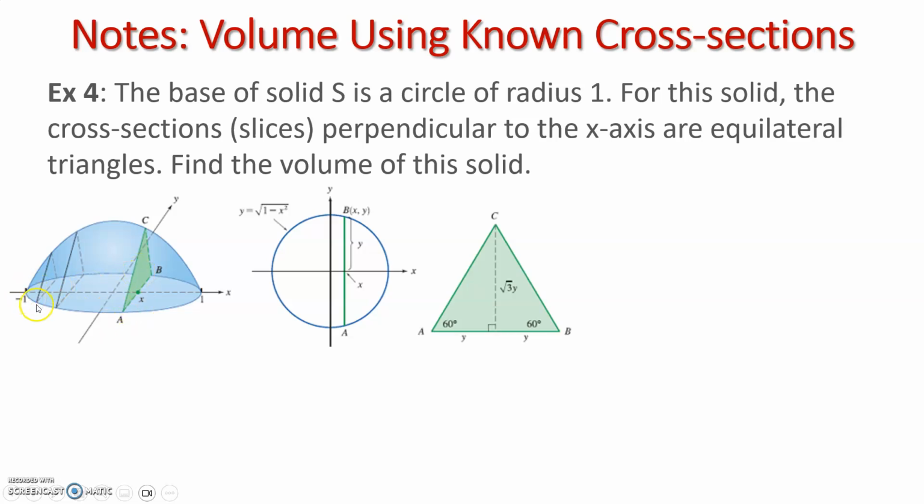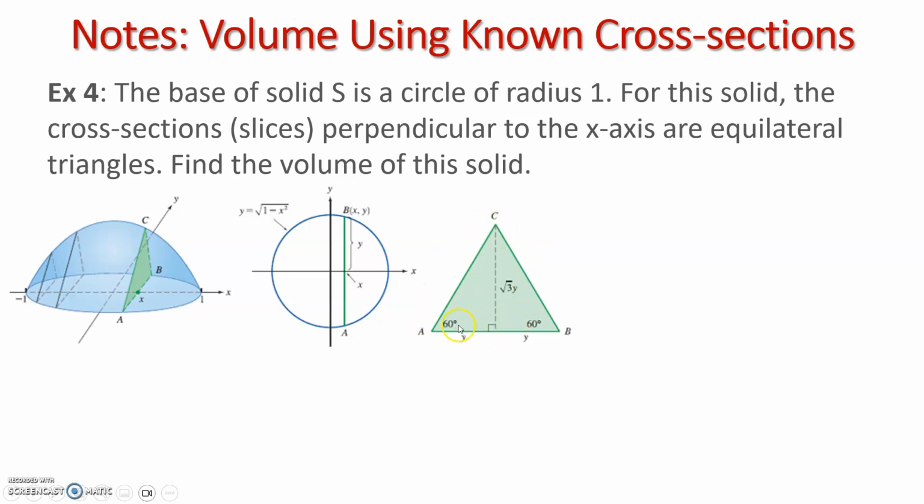So we've got this base that's -1 to 1. We have these equilateral triangles popping up out of that base. And we have all of these triangles filling up the space from -1 to 1. In two-dimensional space, it looks like this. And our sample cross-section looks like this.